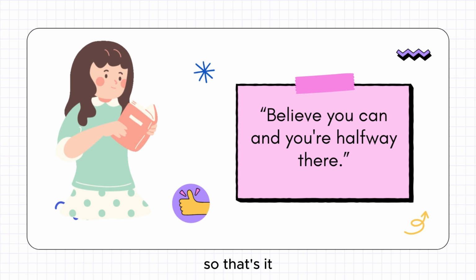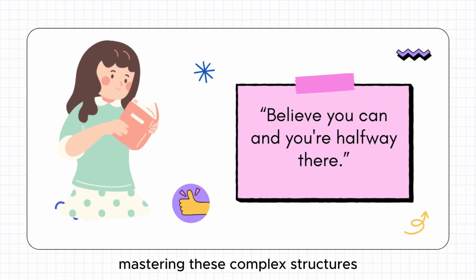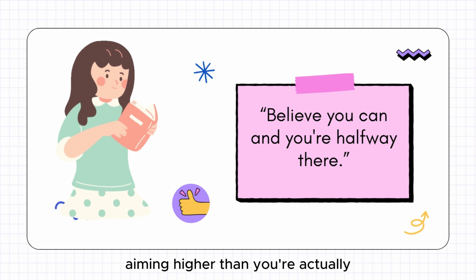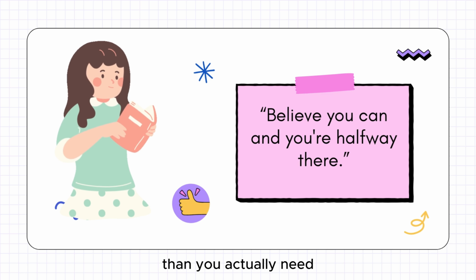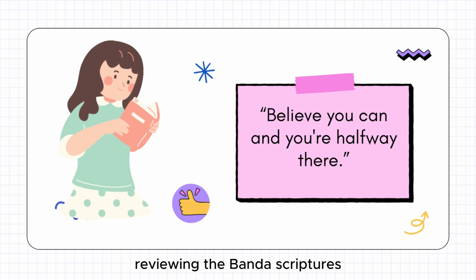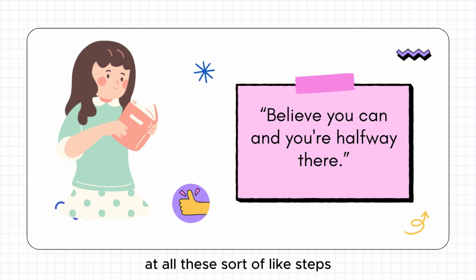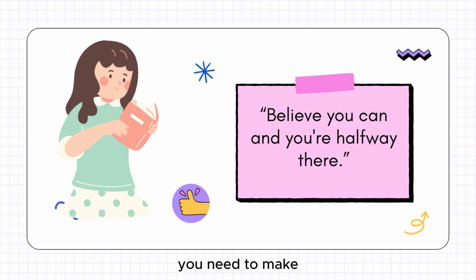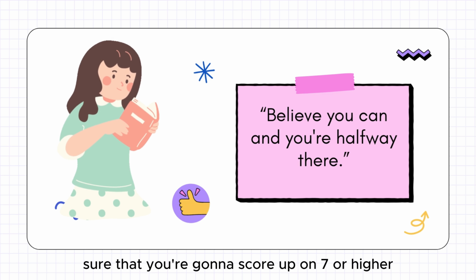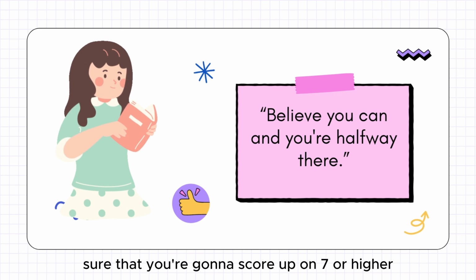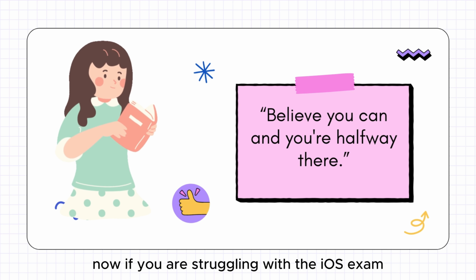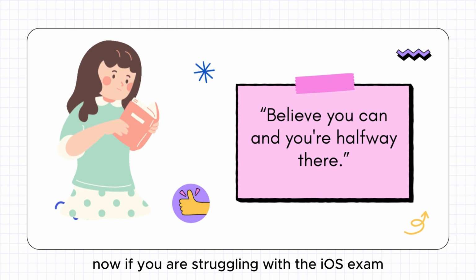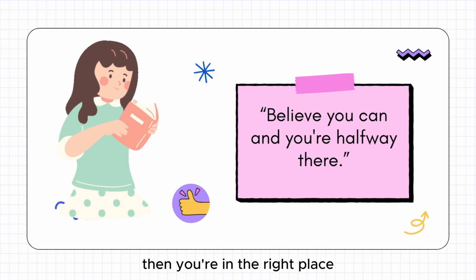So that's it. In conclusion, mastering these complex structures, understanding punctuation, aiming higher than you actually need, and reviewing the band descriptors are all steps you need to take to make sure that you're going to score a Band 7 or higher.